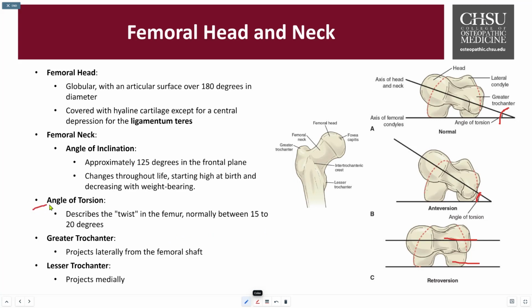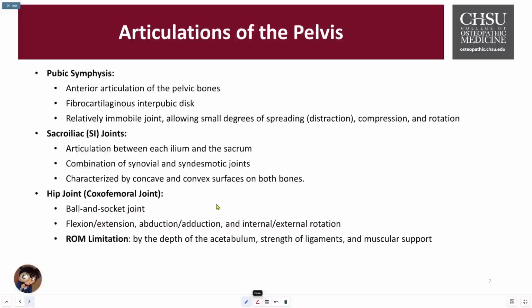The angle of torsion is described as a twist of the femur that's usually within the 15 to 20 degree range. It represents the relationship between the femoral head and the shaft specifically. Okay, but this is key. We also have a couple of protrusions. The greater trochanter projects laterally to the side on the femoral shaft. It serves as a critical structure for muscle attachment, which we'll talk about in a later session. And also the lesser trochanter, which is a smaller projection towards the midline of the femoral shaft, and also provides an attachment for muscles.